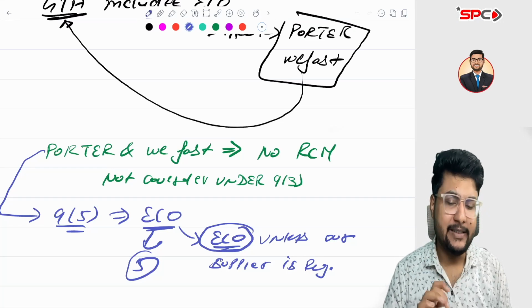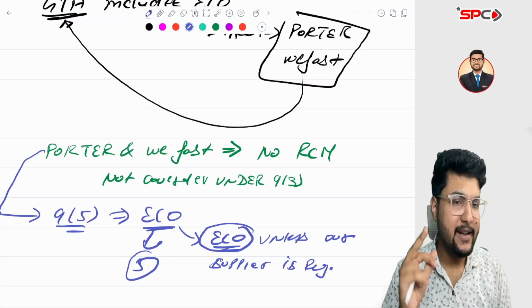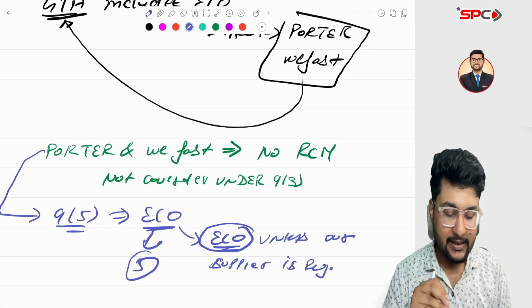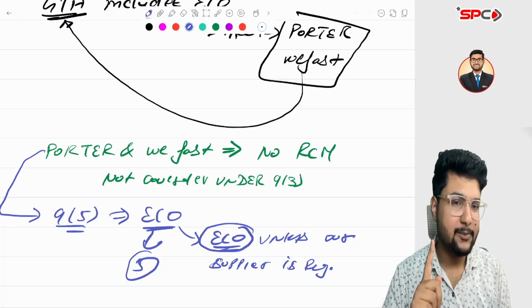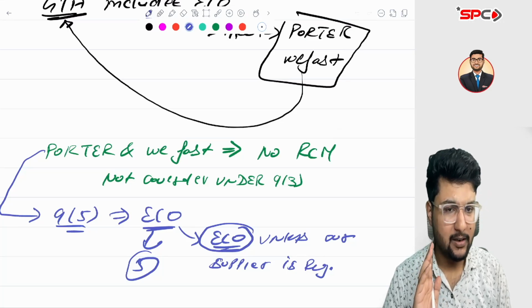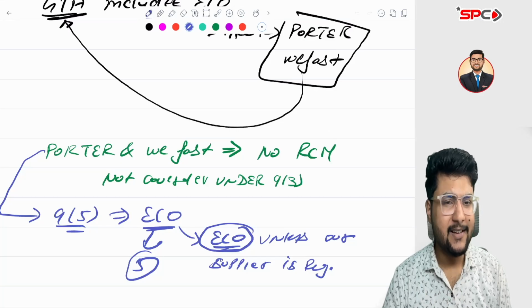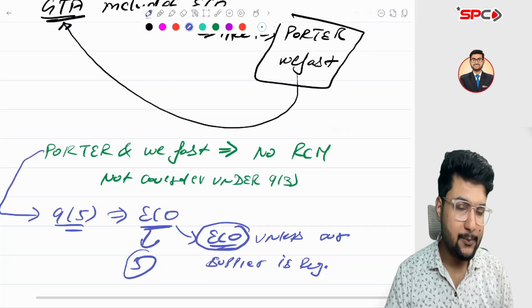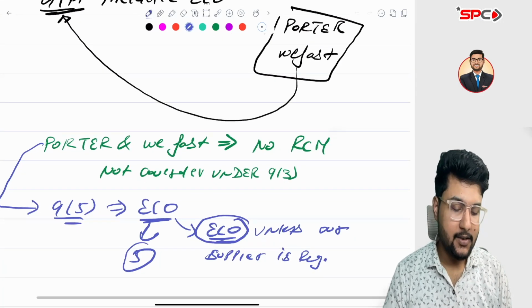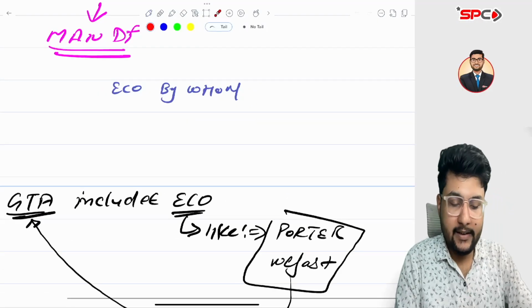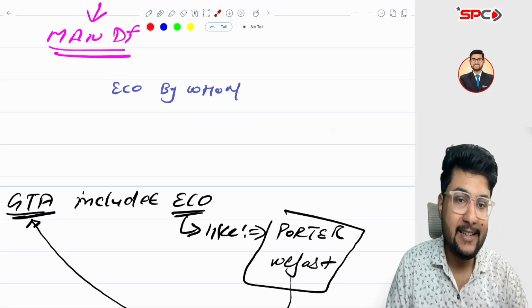There are three parties: supplier, recipient and ECO. So if the transporter is unregistered, then the ECO will pay the tax. If the transporter is registered, then the transporter will pay the tax. So the transporter is an exception and it is not covered under 9(5). That's why the transporter, if registered, will pay the tax. So two types of ECO are not covered here, not covered in 9(3) RCM.